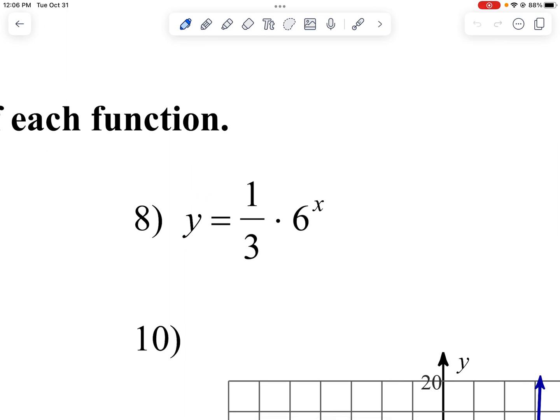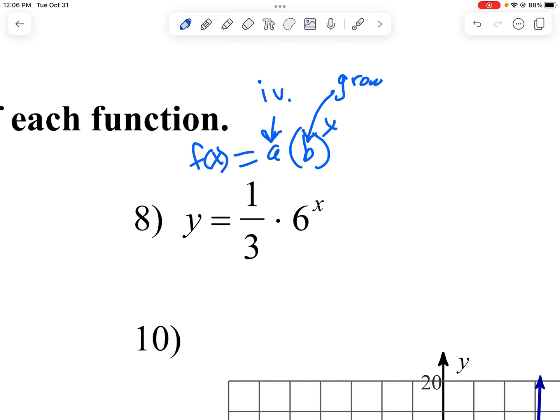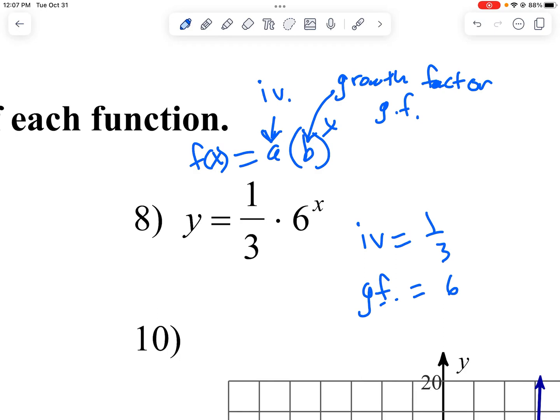Once again, y is the same thing as f of x, and our format is a times b to the x power. The a is your initial value, also known as your y-intercept. The b is your growth factor, which I usually just write as factor. Growth factor, which I often just say GF for that. And so on number 8 here, our initial value is going to be the 1/3, and then our growth factor is going to be the 6.